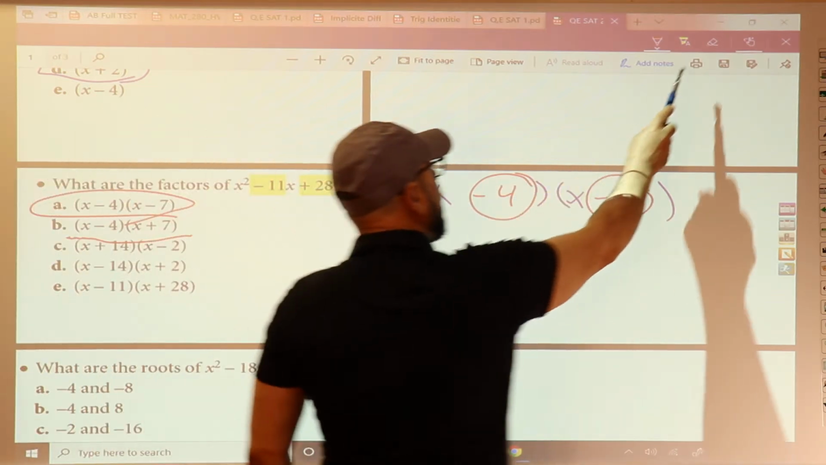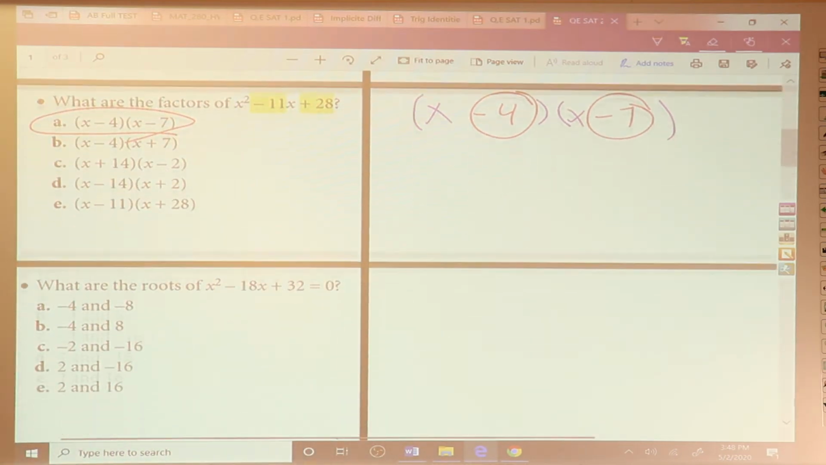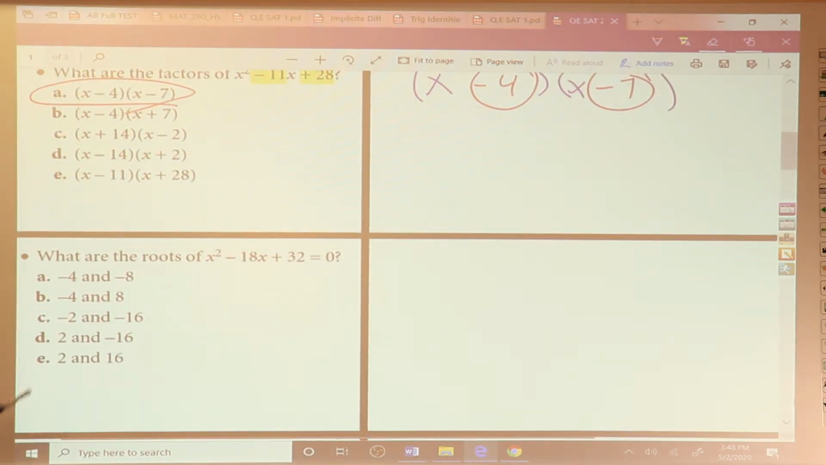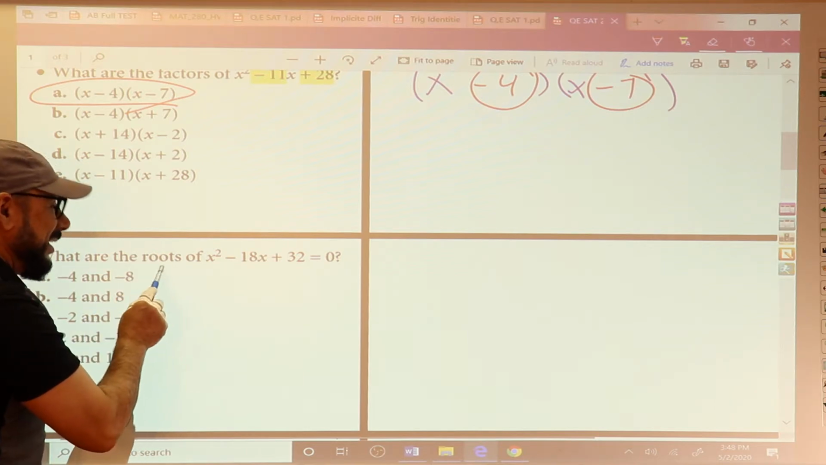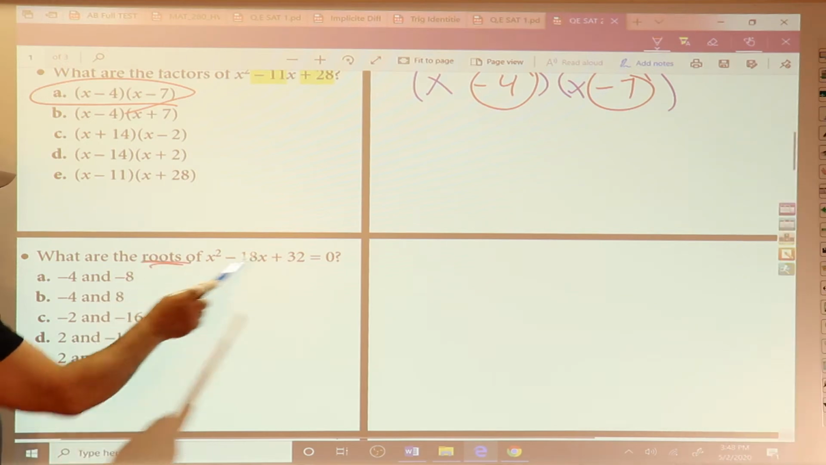Okay, now, what are the roots? That means he wants you to factor and to solve. Roots, he wants you to factor and to solve. Do it, Sid.